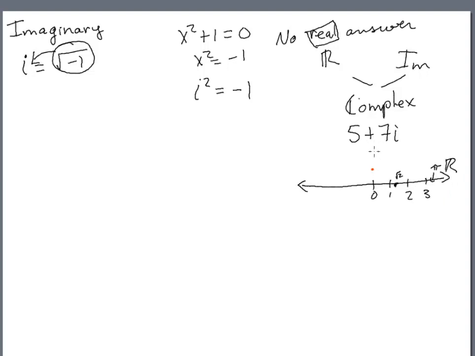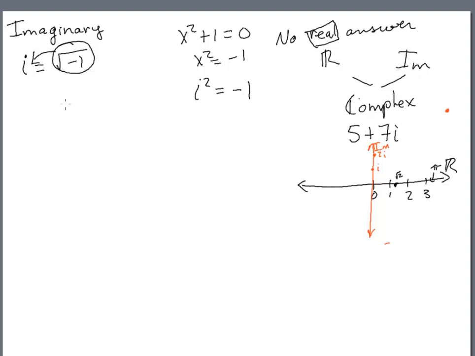So when you label it as such, this is the real axis, and this is the imaginary axis. So i is right there. 2i would be right there. 3i, 4i, 5i. So 5 plus 7i is about up there. And all of these are unique individual complex numbers. We won't get too much into them, but we do need to know how to do arithmetic with these guys.